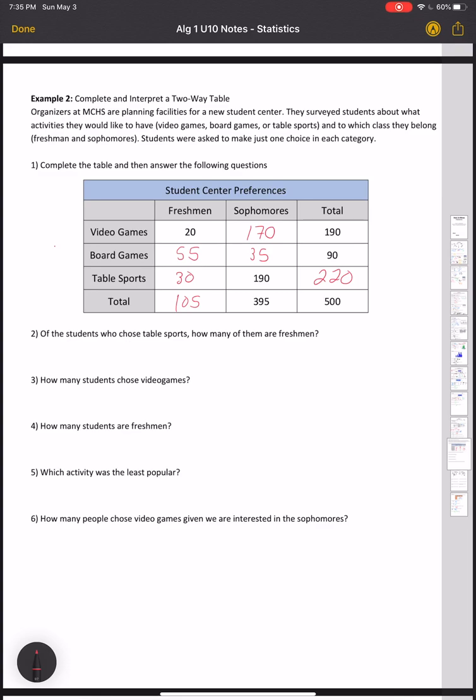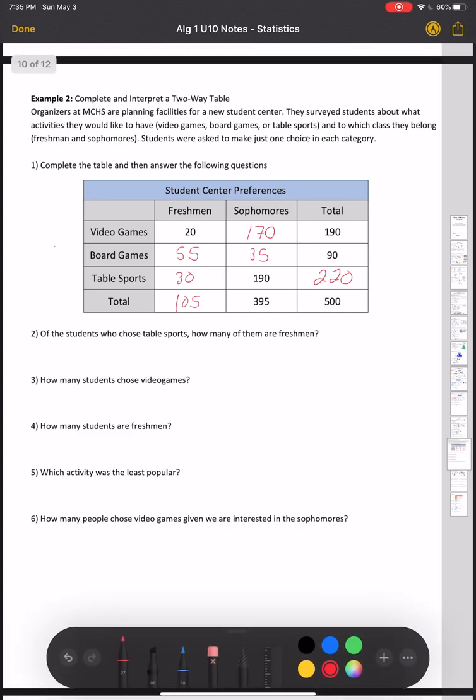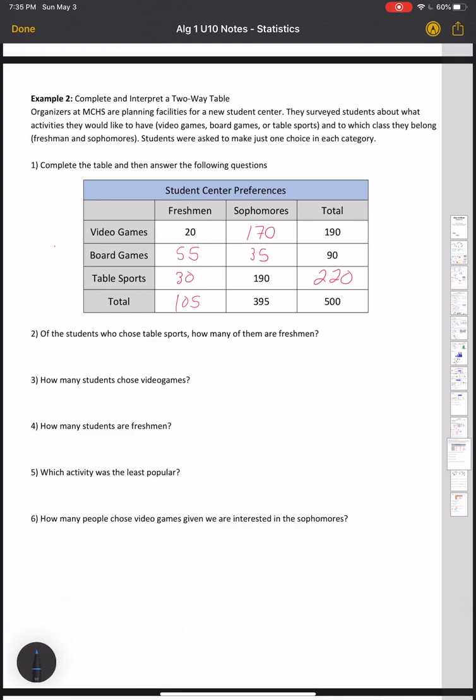Okay? So, of the students who chose table sports, so I'm just looking at the people who picked table sports, how many of them are freshmen? Well, 30 of them. Right here. 30 of them were freshmen. How many students chose video games? So I'm looking at the total amount of video games. That would be 190 students. I should be putting my units.